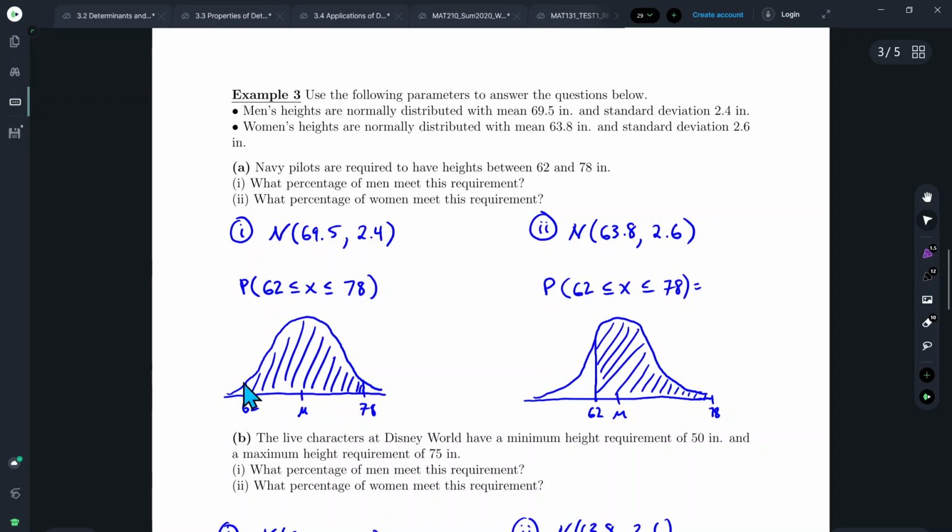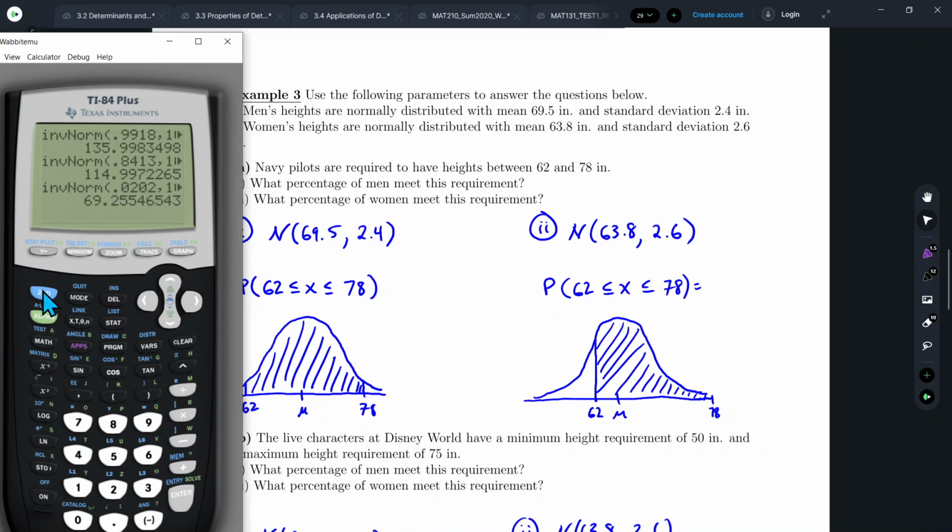To save time, I've sketched the normal distribution beforehand, right? So for men, the mean would be 69.5, so 62 would be to the left here, 78 would be to the right here, and we're calculating the area in between them. So we want to calculate the probability that x is between 62 and 78. Because we're calculating a probability, that would be the normal CDF command, not the inverse norm. Here the lower bound would be 62, the upper bound would be 78, the mean for the men would be 69.5, and the standard deviation would be 2.4.